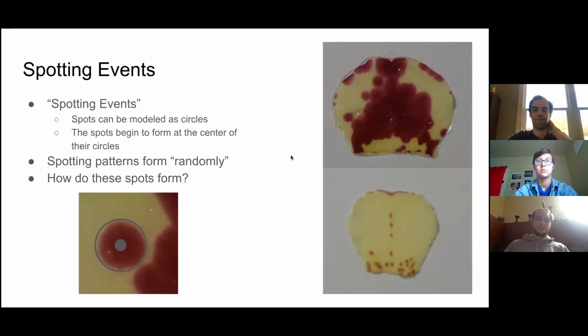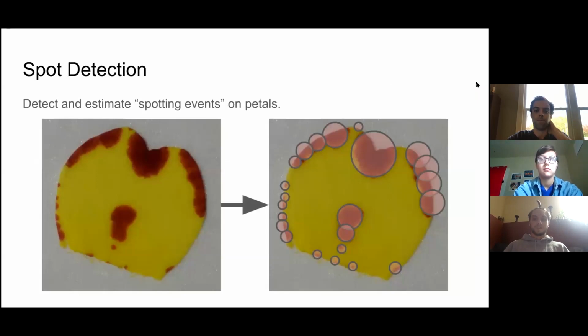Our current understanding is that the spotting patterns form somewhat randomly. On the right side, you can see 2 different spotting patterns, which are obviously very different. What the biologists are interested in learning is how and why these spots form where they're forming. So to do spot detection, we're trying to look at an image of a petal and pick out every place where a spotting event occurs.